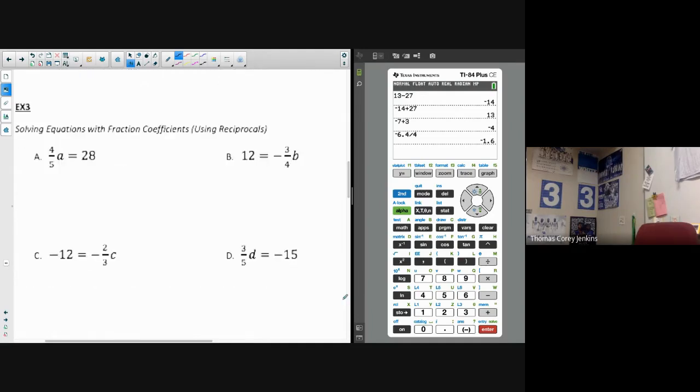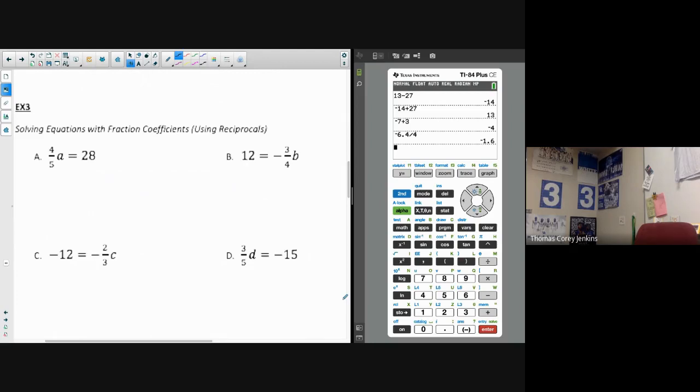Going to example 3. People tend to have a little more trouble with these. And the more fractions we have, the more trouble kids tend to have. But the same principles are going to apply here. So I'm going to show you a couple different ways to think about this. I think personally, one way is a lot easier than the other, but just stay with me here.